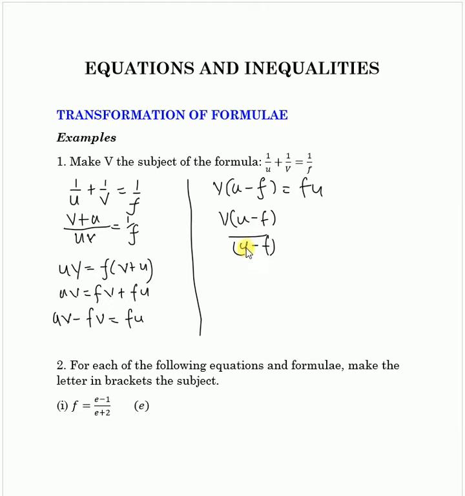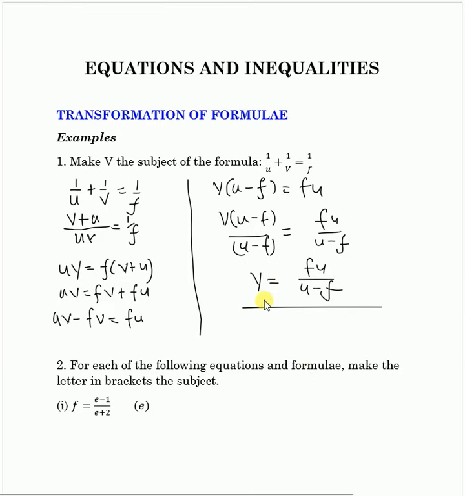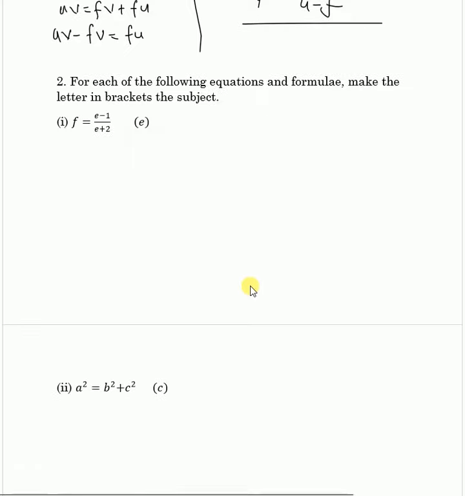We shall divide through by u minus f, even here fu divided by u minus f, and this one goes with that. So you have that v is equal to fu divided by u minus f. That is having v as the subject of the formula. Then, that's one. We have example 2.